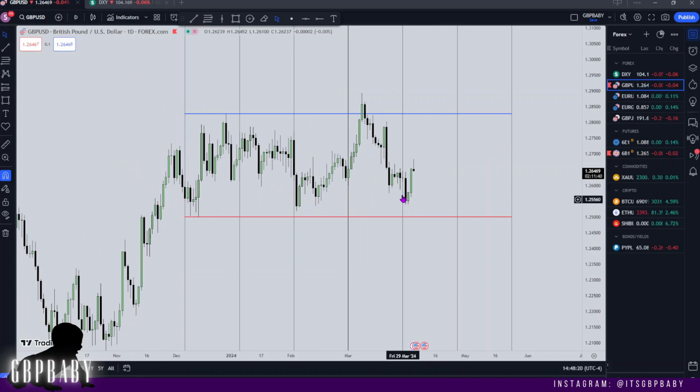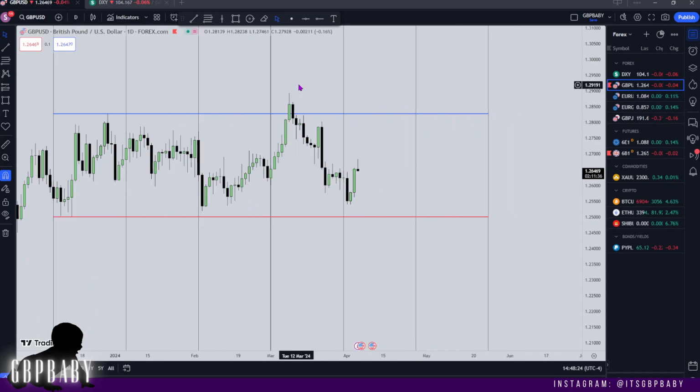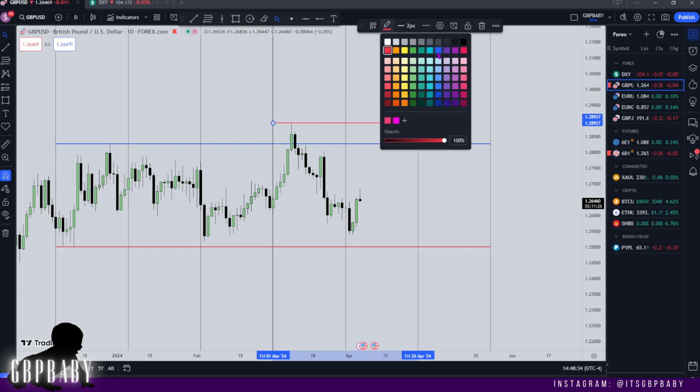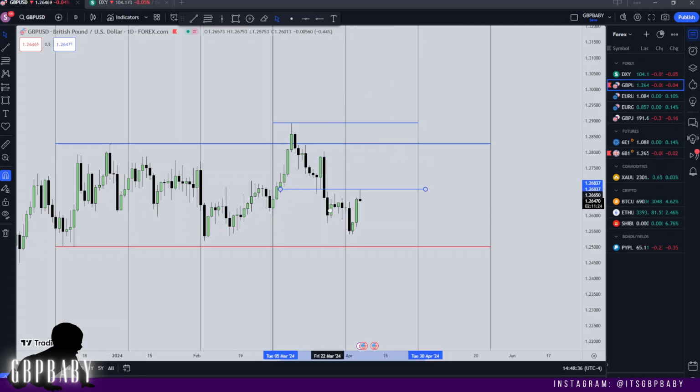We did take out the low, however, of the previous 20 days very recently. So what I'm going to do is the same thing. I'm going to mark out the highest high, and then I'm going to split it into quarters as well to see how price is making its way through this 20-day period range this month. So let's get the high marked out there and the low, and you'll see the low got violated literally on the first day of April.